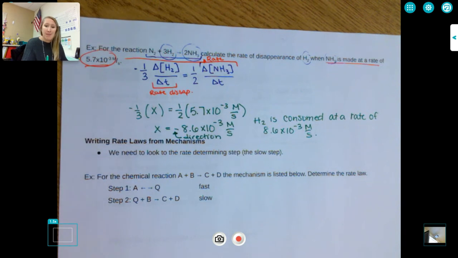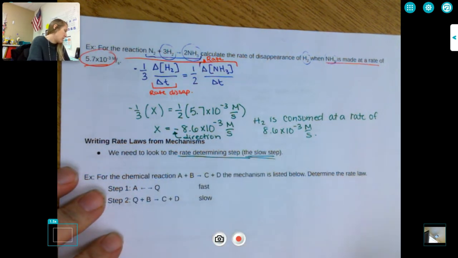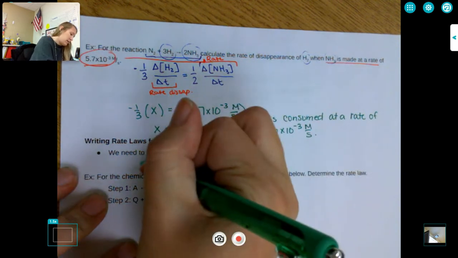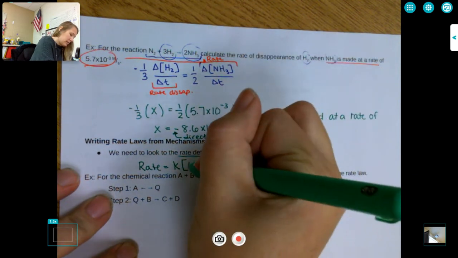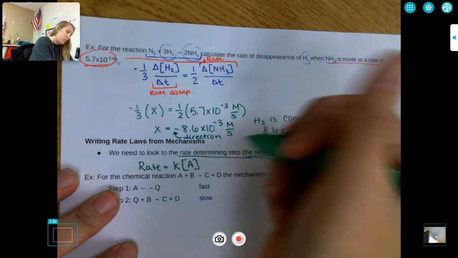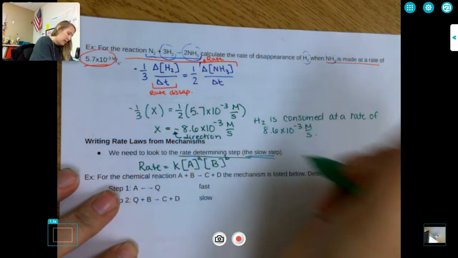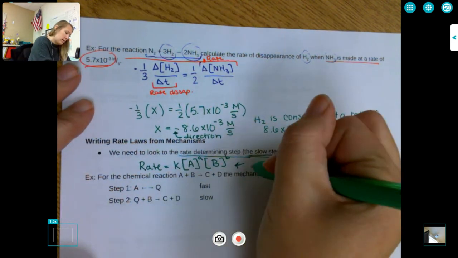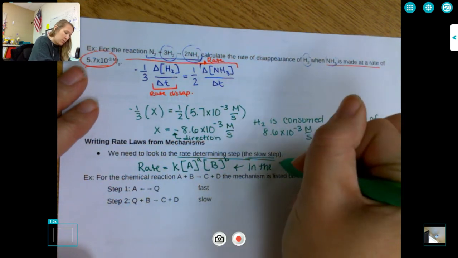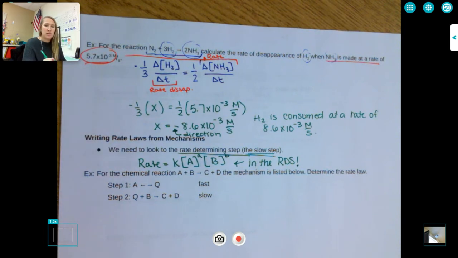Well, what if we're just given a mechanism? How can we then figure out rate from a mechanism? Well, we have to look at our rate determining step, or our slow step. So remember that rate is equal to k times the concentration of my reactants raised to their order. And that is based off of my slow step, the rate determining step. We can only write this out if we can figure out the rate determining step.